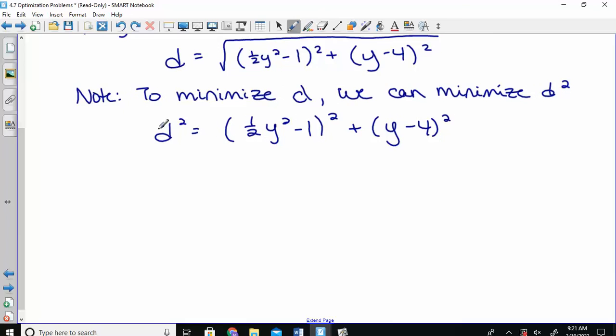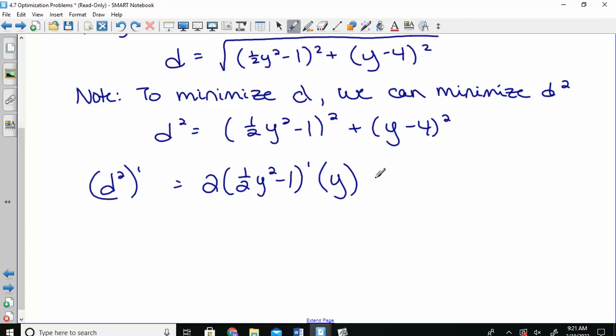Now if I want to minimize something, we need a derivative. We can do the derivative, or we can multiply this stuff out first. It's not going to make a difference. You guys just want to do the derivative? So if I do the derivative of this, basically the derivative of d squared, we'd have to do the chain rule. So the 2 comes down, inside stays the same, subtract 1 from the power, times the derivative of the inside, derivative of 1/2 y squared, which is y.